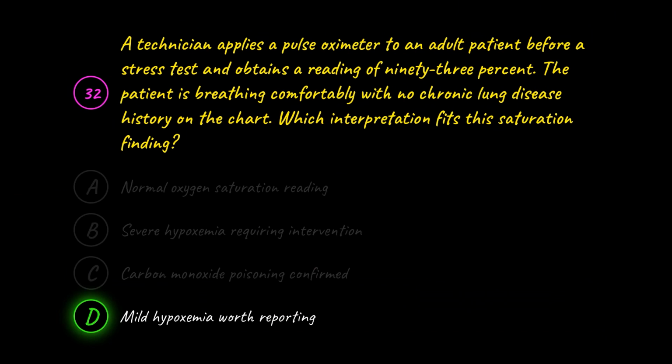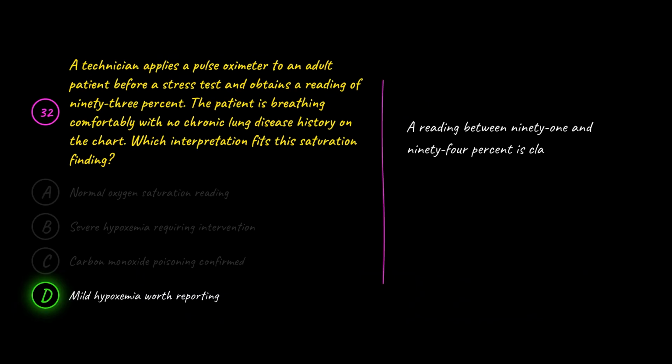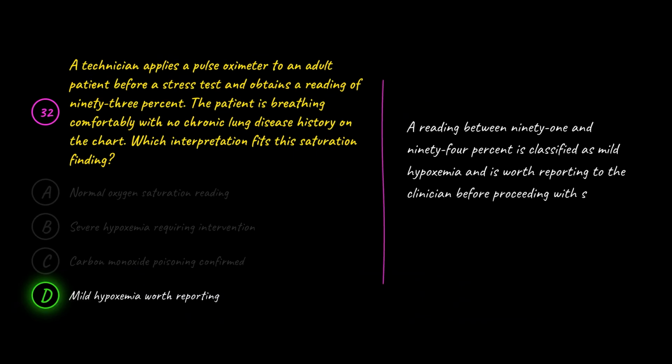The correct answer is D. Mild hypoxemia worth reporting. D is correct because a reading between 91 and 94% is classified as mild hypoxemia and is worth reporting to the clinician before proceeding with stress testing. The finding may reflect equipment, technique, or a real respiratory issue that needs review.